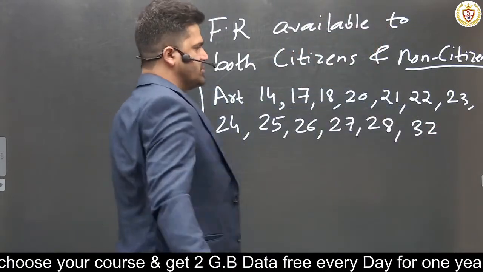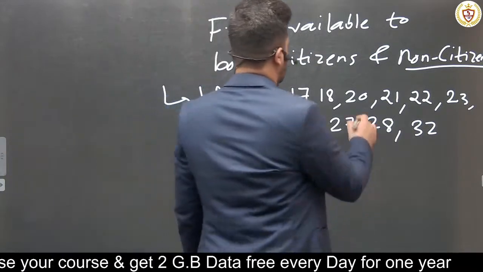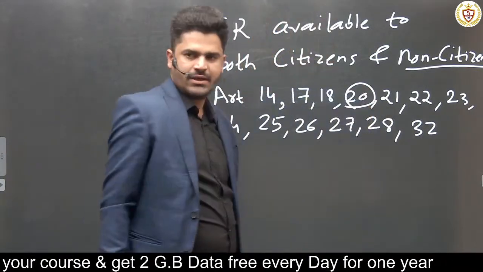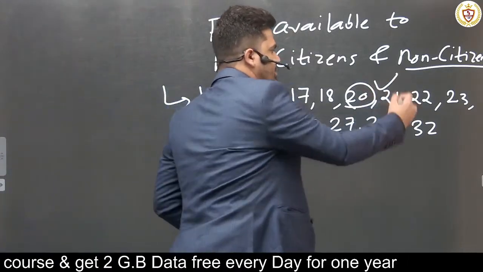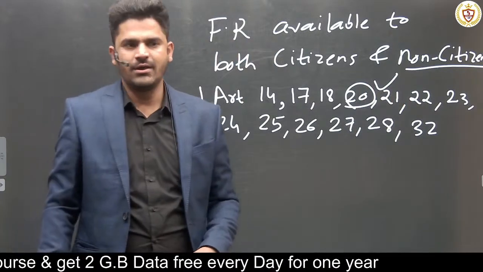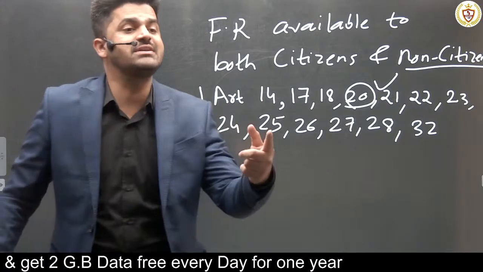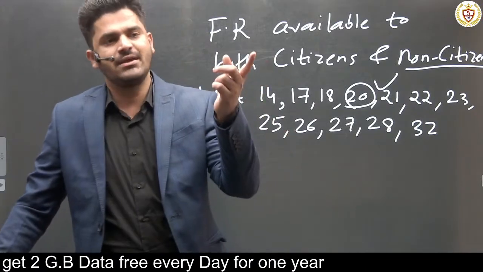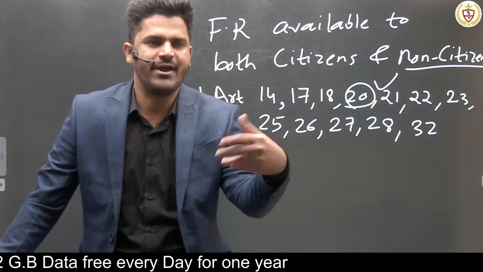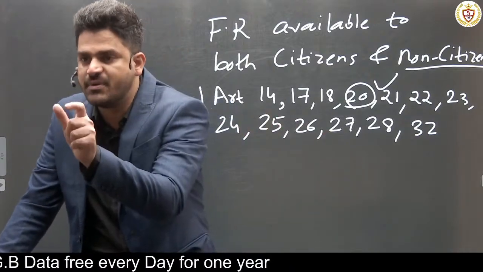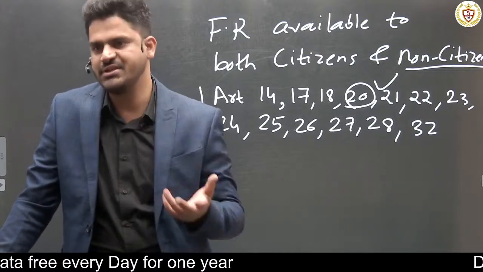These are all available to citizens and non-citizens. Interestingly, Article 20, right against conviction of offences. Article 21, right to life and personal liberty. Article 21 uses the word person. No person shall be deprived of his right to life and personal liberty except by authority of law. The word used is person, and that is why Article 21 is available to both citizens and non-citizens.